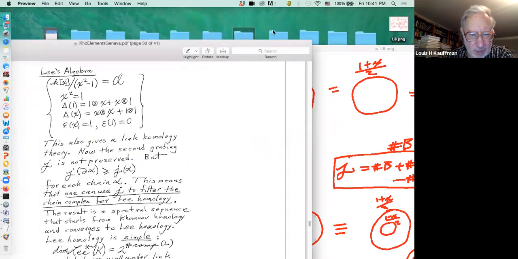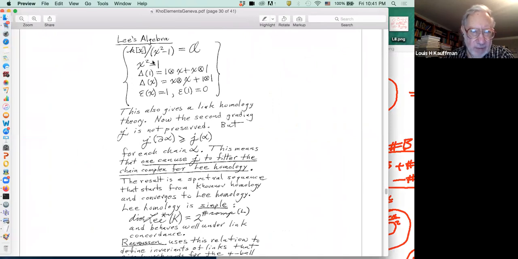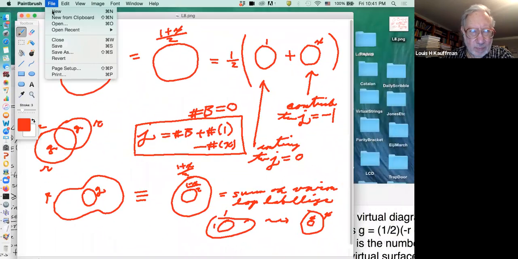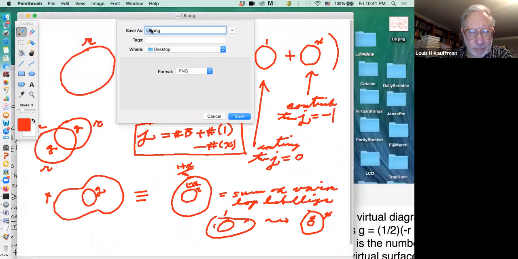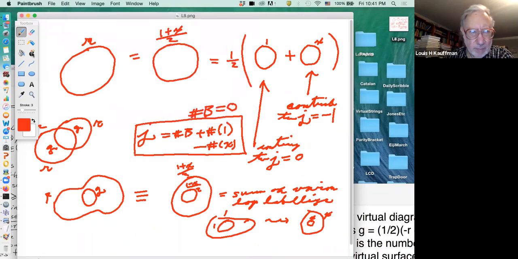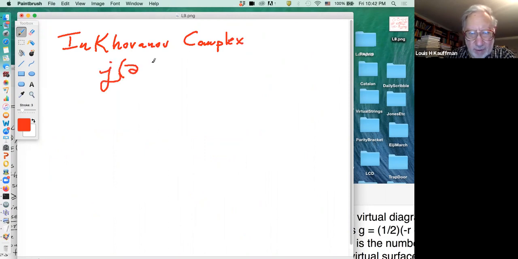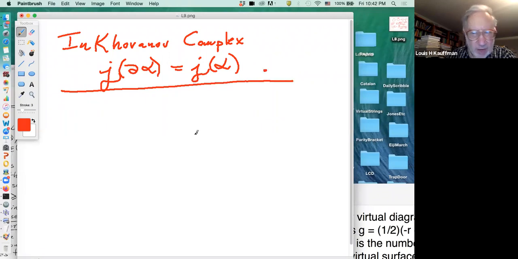And now we'll go back to this description. Given some alpha which is in the chain complex, you can compute its boundary. And remember that in the standard Khovanov complex, J of the boundary of alpha is equal to J of alpha. In fact, that was one of the ways that we found ourselves motivating the algebra itself, that it had to satisfy that. And I remind you how that worked.